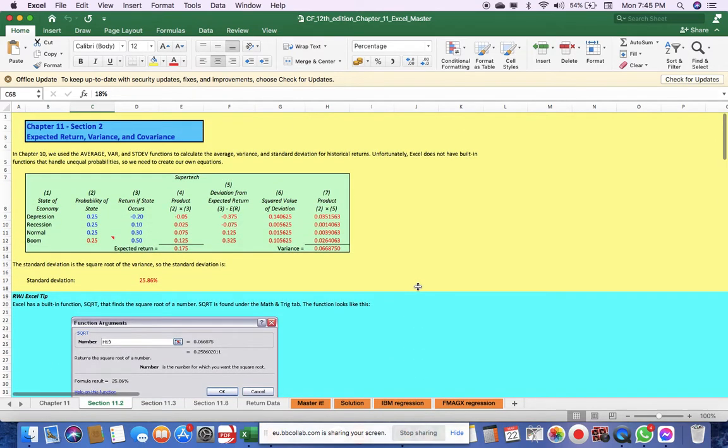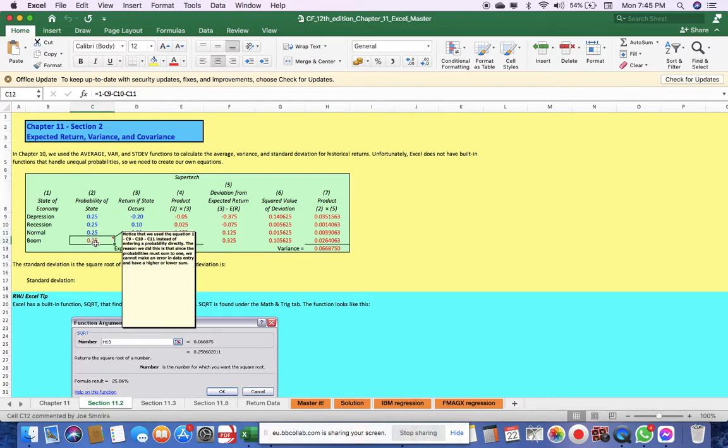So Supertech company is having the returns in different probabilities. There are four different scenarios assigned here: depression, recession, normal, and boom. The probabilities are equal, 25% depression probability, 25% recession probability, 25% for normal, 25% for boom.